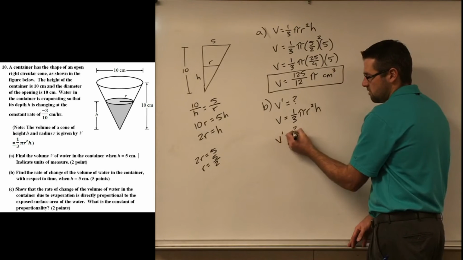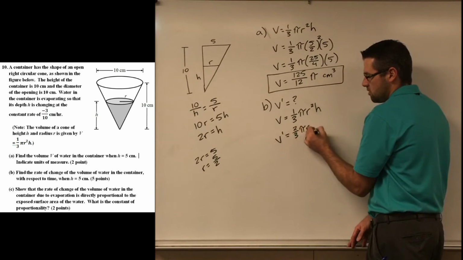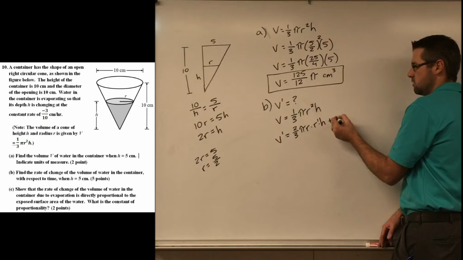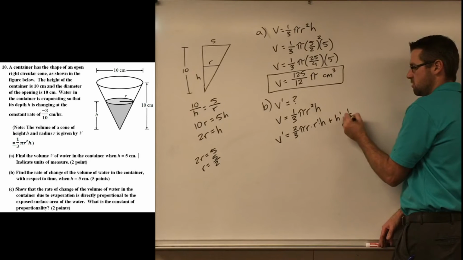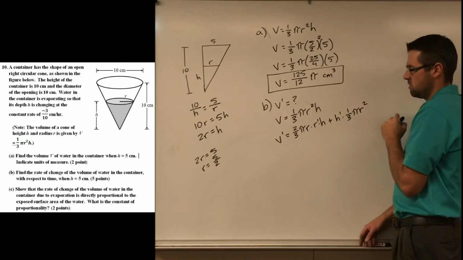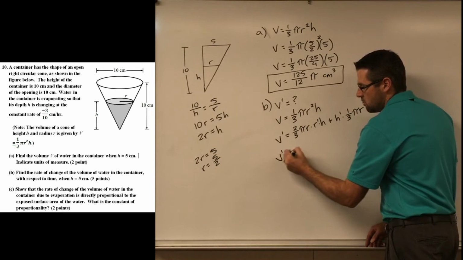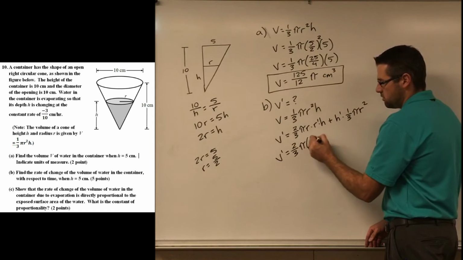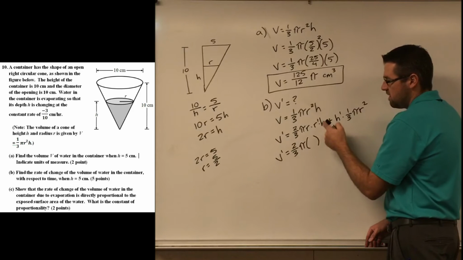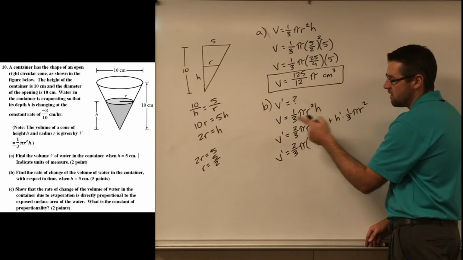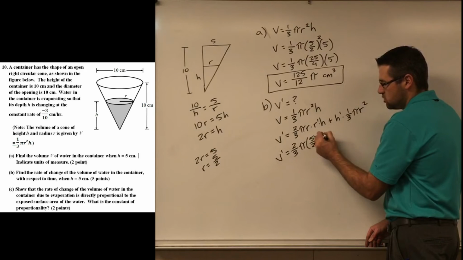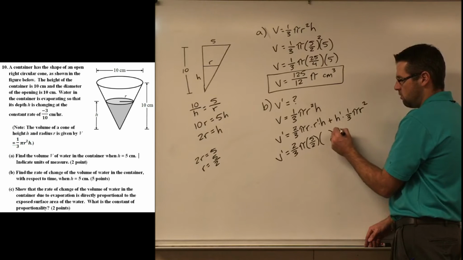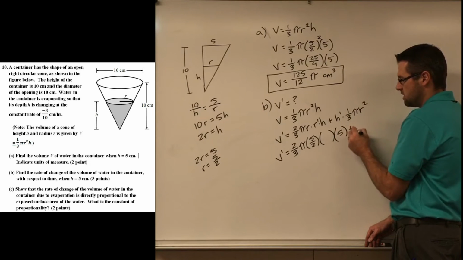So what's V prime? 2 over 3 pi R times R prime times H plus H prime times 1/3 pi R squared. And so we just plug in things that we know. So 2/3 pi. Well, maybe we don't know R. Do we know R? If we're talking about when H is 5, then R was 5 halves. Do we know R prime? True. We don't know R prime yet. We'll get to that. What's H? 5. Plus, now what's H prime?